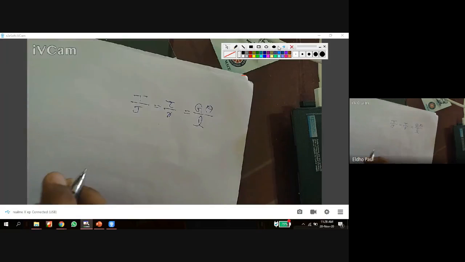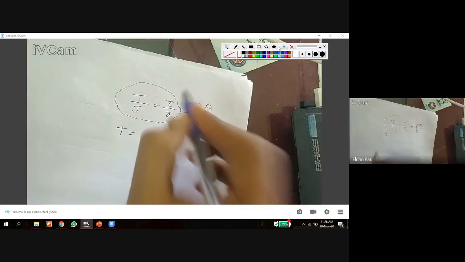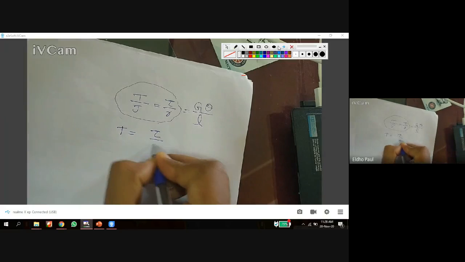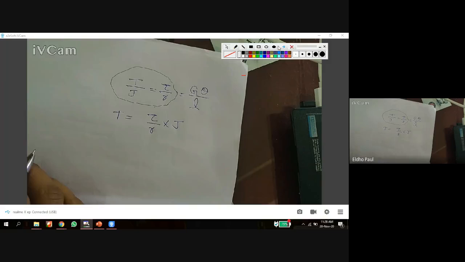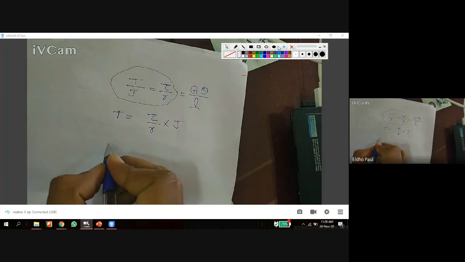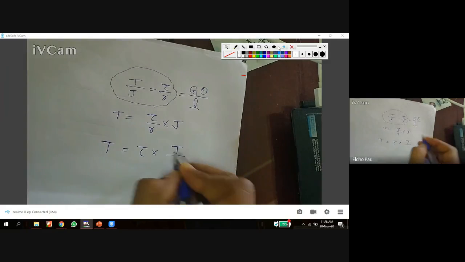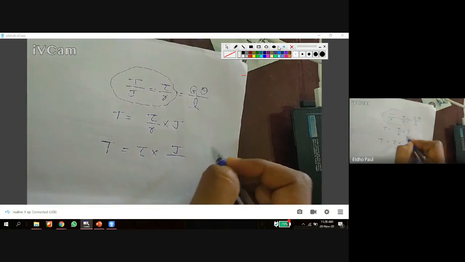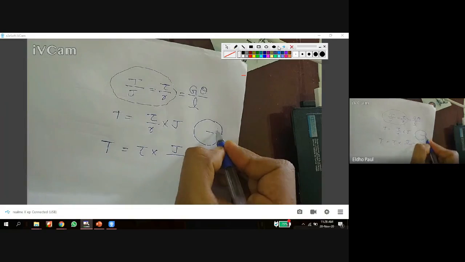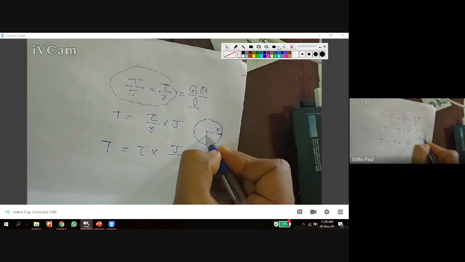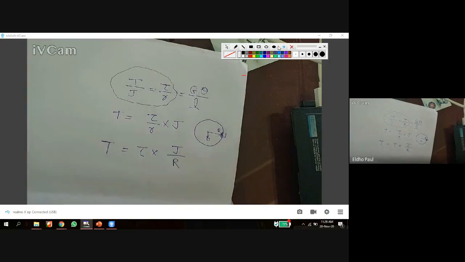In this torsion equation, I am taking this portion of the equation. T equal to tau by R into J, so T is equal to tau into J by R. I am taking maximum radius. That means this R changes to capital R. This R is the distance from the center to the element, but I am considering the element at the surface. Then it will be the maximum radius R.